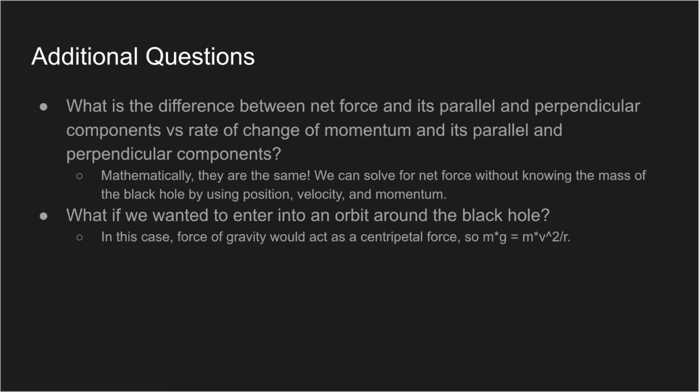If we wanted to enter into an orbit around the black hole, we would consider the object to be traveling in circular motion around the black hole due to the black hole's force of gravity. Thus, force of gravity on the spaceship due to the black hole acts as a centripetal force. We can set those two equal to each other to find the initial velocity needed for the spaceship to enter into orbit.